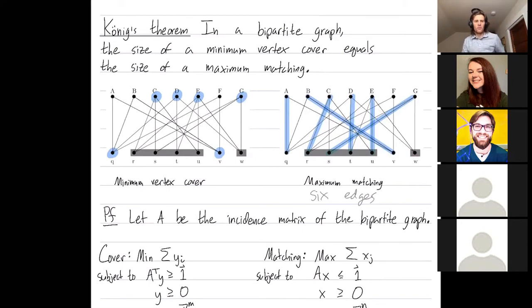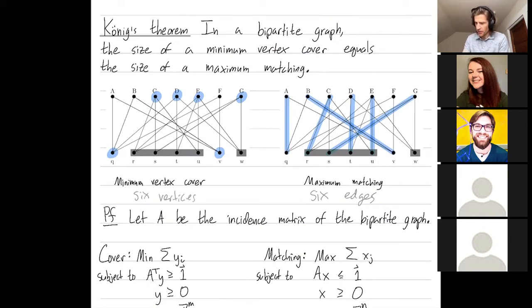What is a minimum vertex cover? A minimum vertex cover is you want to use as few vertices as possible so that every edge is connected to at least one of the vertices in your set. So here's a cover by 6 vertices.